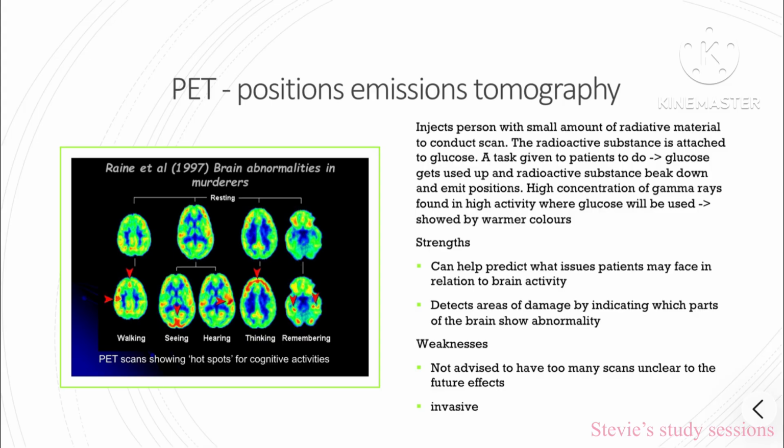A strength of using PET scans is that it can help predict what issues patients may face in relation to brain activity. They also detect areas of damage indicated by which parts of the brain show abnormality. However, a weakness of using PET scans is that you're not advised to have too many, as it's unclear what the future effects are. And it's an invasive technique, and you may interpret them incorrectly. Or, if you know the results of the study, you may interpret them in a biased way.